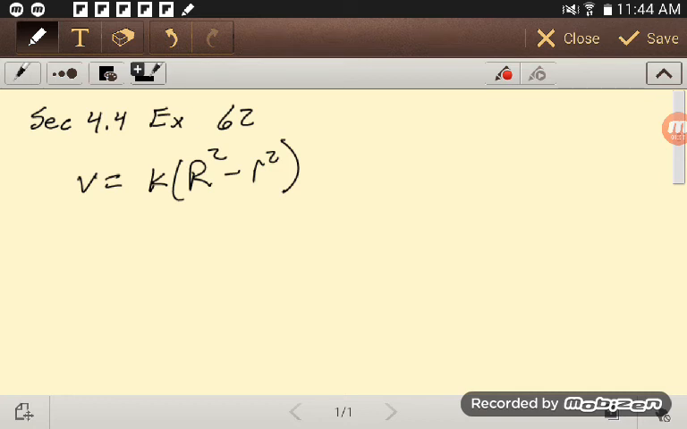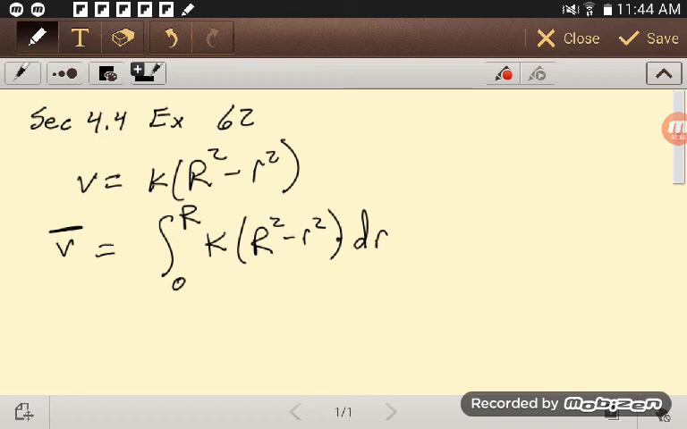Find the average rate of flow of blood along a radius of an artery. Use 0 and R, uppercase R, as the limits of integration. Okay, and so our average here is just the integral from 0 to uppercase R of k times R squared minus little r squared dr, and all divided by our R minus 0, the width of our interval.